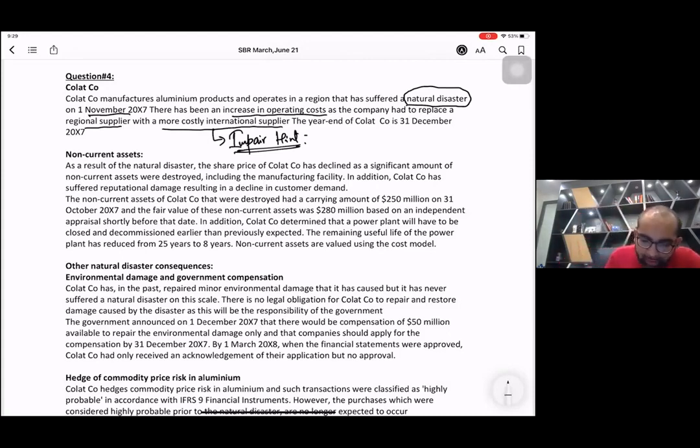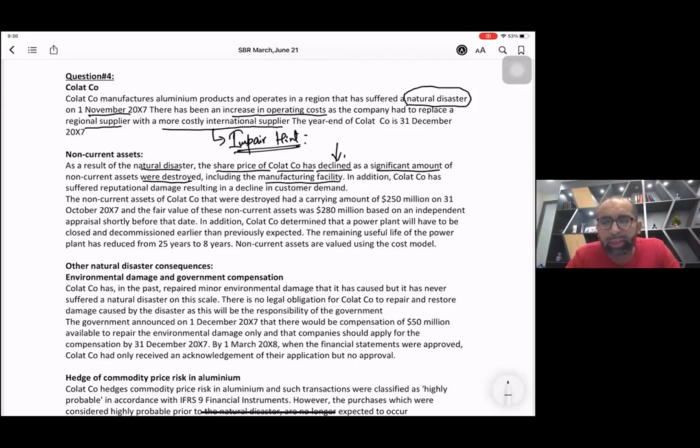Now, as a result of the natural disaster, the share price of Collat company has declined. Another impairment hint. Listen, a significant amount of non-current assets were destroyed, including the manufacturing facility. If you have studied IFRS, if you have studied IAS 36 at F7 level or SBR level, there is a theory in IAS 36 of impairment hints. There are two types of hint, internal and external. Right now, I'm talking about external hints.